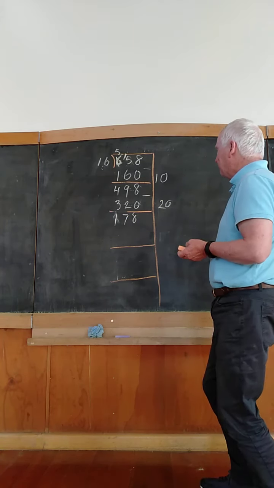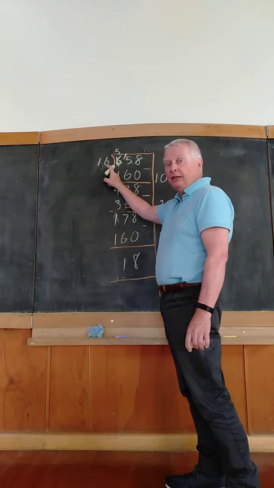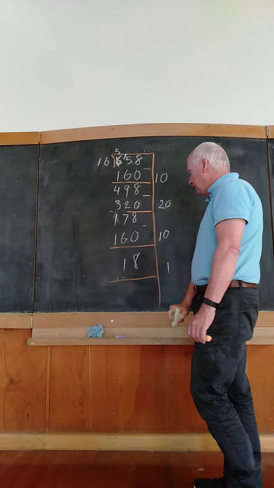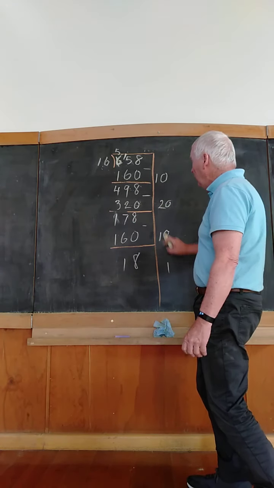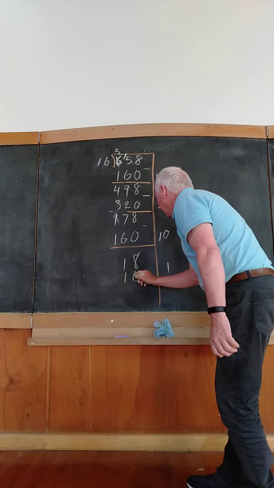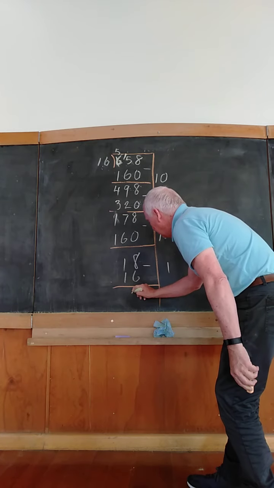My next guess will be 10, because 10 times 16, that's 160. I subtract. 8 subtract 0 is 8. 7 subtract 6 is 1. 1 subtract 1 is 0. Now, 16 can go into 18 once. So 1, multiply them. 1 times 16, that's 16. Subtract, and of course the remainder is 2.